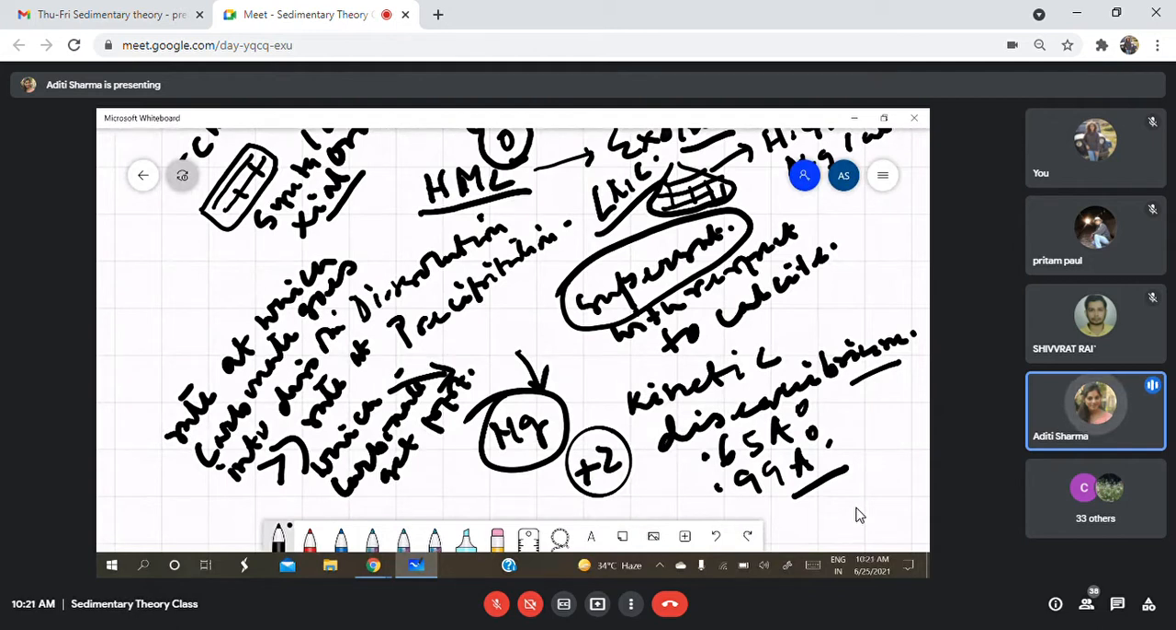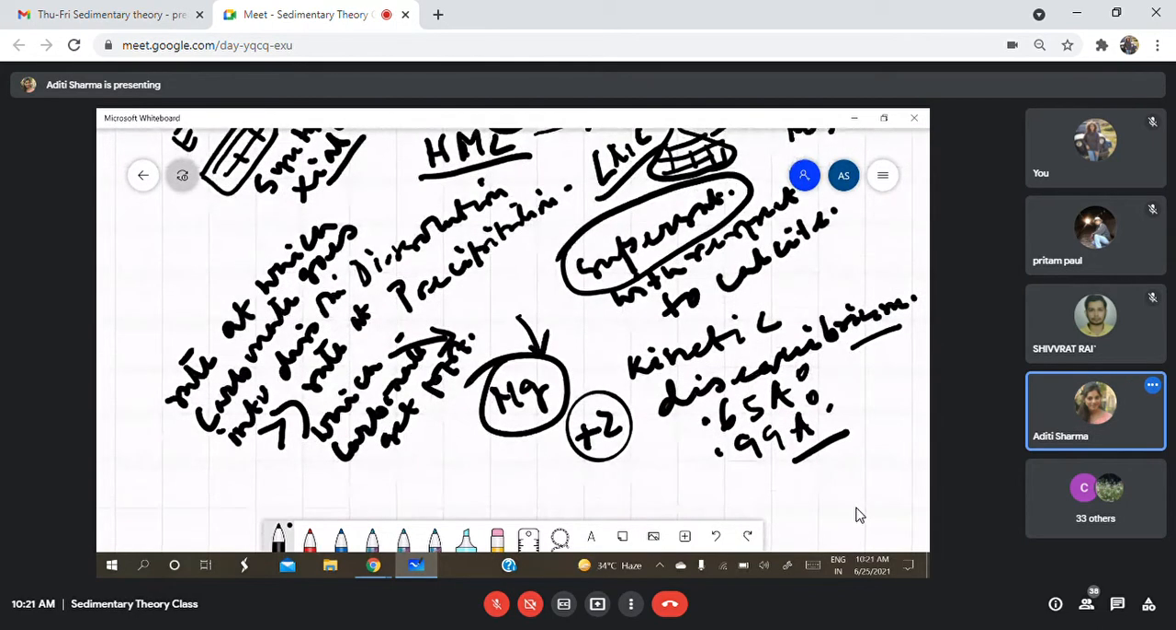Am I clear? Is it clear to you? Hello? Sir, please repeat once. Which one? Sir, this kinetic disequilibrium. What is kinetic disequilibrium? Kinetic disequilibrium is actually when your rate of dissolution is not matching the rate of precipitation. This is exactly what we say is a kinetic disequilibrium.